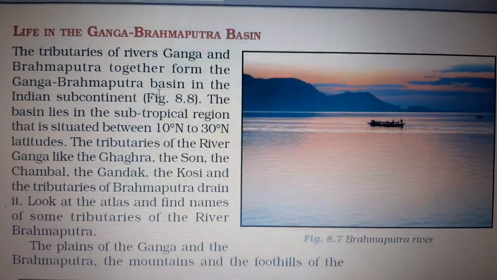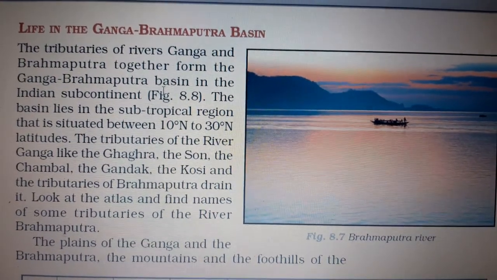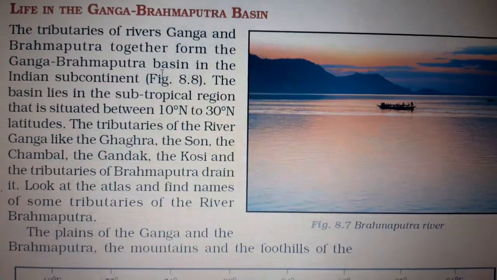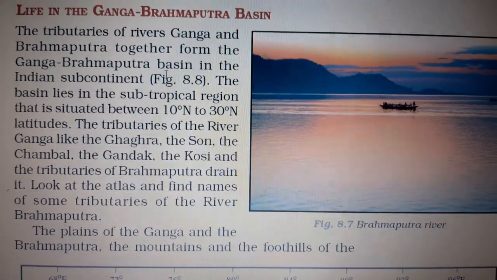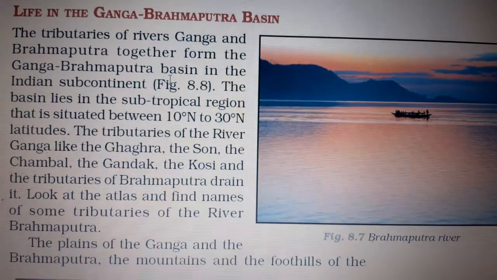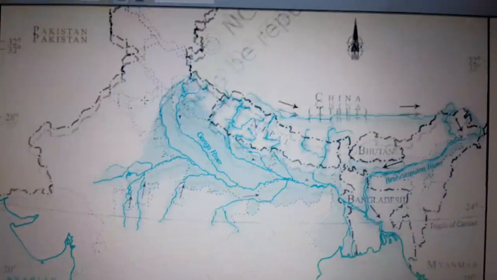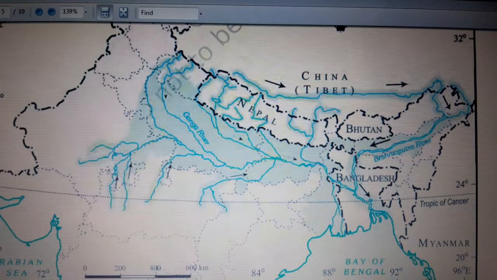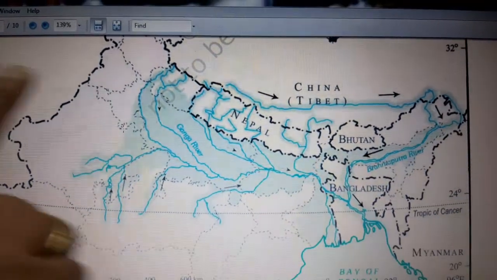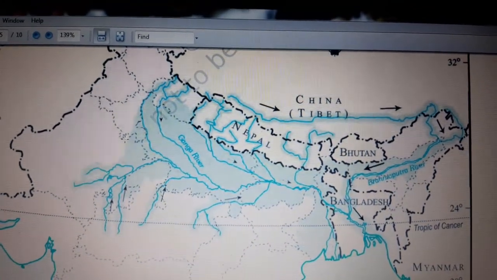The basin lies in the subtropical region. I already explained you about it, how it becomes the subtropical region. That is situated between the degree, underline it, that is 10° north to 30° north latitude. Okay, you can see the degrees in the map. Okay, this is the line of the Tropic of Cancer. You can see the degrees. Okay, so this area is considered to be the subtropical region.